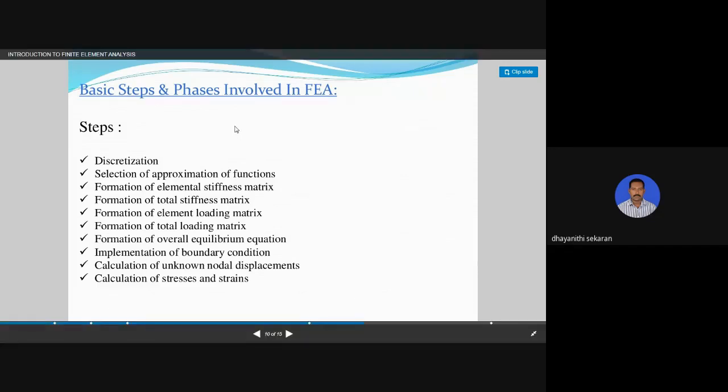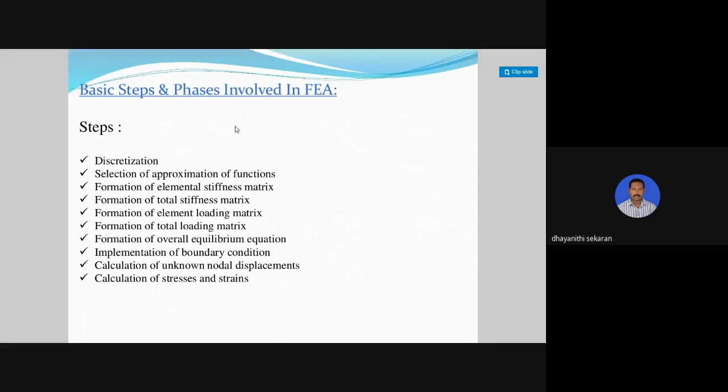Sixth step, assembling of element stiffness matrices into the global equation. This is the sixth step. What is the seventh step? Can anybody say what the seventh step is? Applying boundary conditions. I told you already, if the beam is fixed, there is no displacement. That means at point one, the displacement u1 is zero. Step seven, apply boundary conditions. Eight.